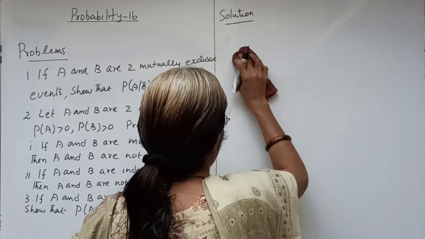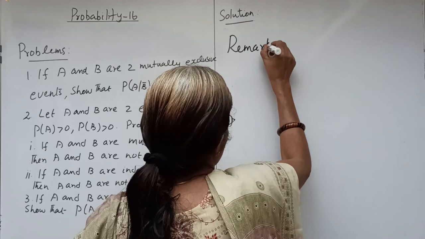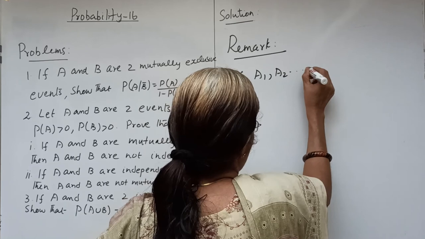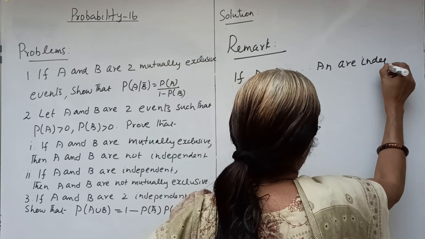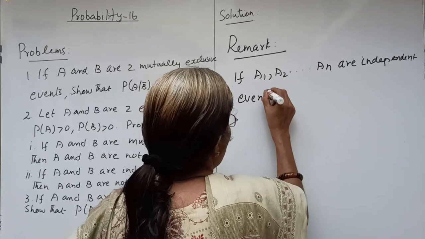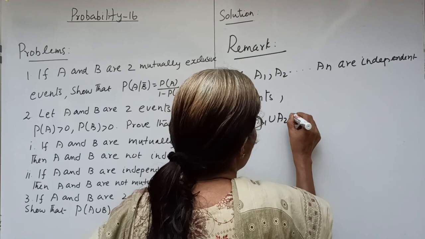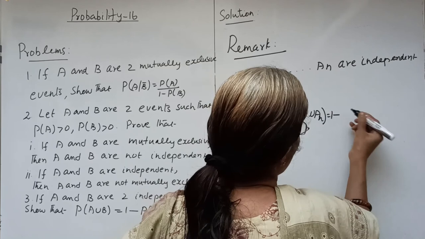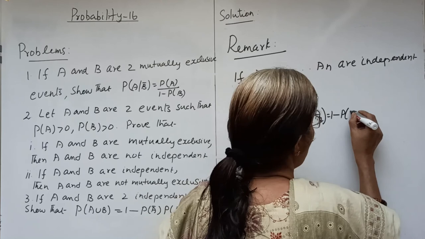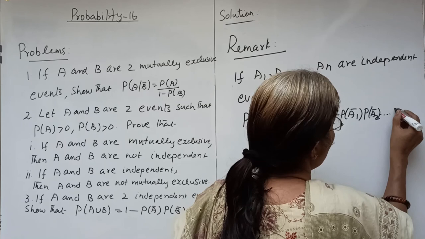As a remark, we write: if A1, A2, etc., An are independent events, then we have P of A1 union A2 union etc. union An equals 1 minus P of A1 bar into P of A2 bar, etc., P of An bar, for any number of events.